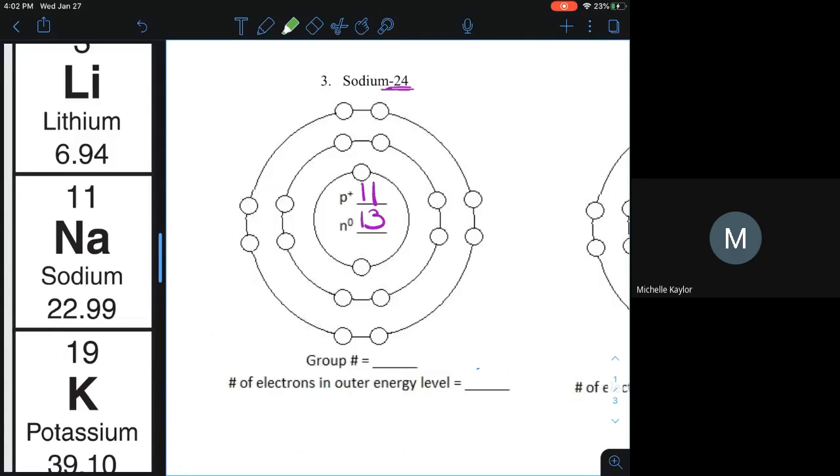And then the big thing that we've been talking about with this unit is electrons. So the number of electrons is going to be equal to the number of protons because we are assuming it is a neutral atom. So the positive protons and negative electrons need to cancel out.